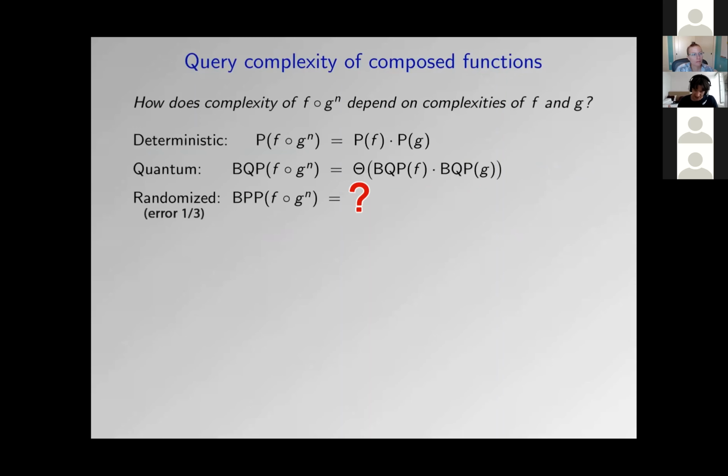So I should say here that a randomized decision tree is one that is allowed to toss coins and is only allowed to output the value of the function with high probability. So maybe 2/3 of the time it gives the right answer, but it may err 1/3 of the time. And so here, we don't even know what the answer should be. It really depends on f and g.